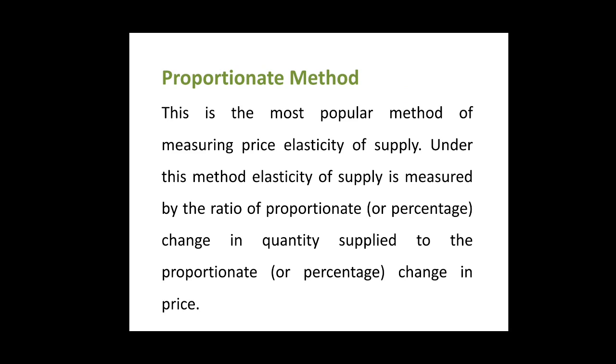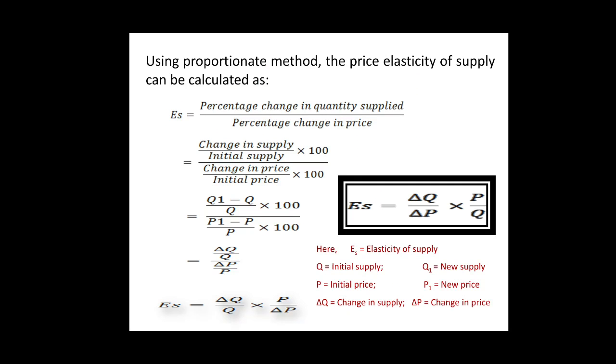Now coming to the proportionate method of measuring price elasticity of supply. Dear students, this is the most popular method of measuring elasticity of supply. Under this method, elasticity of supply is measured by the ratio of proportionate or percentage change in quantity supplied to the proportionate or percentage change in price. It means elasticity of supply by using the proportionate method is defined as the percentage change in quantity supplied divided by the percentage change in price.